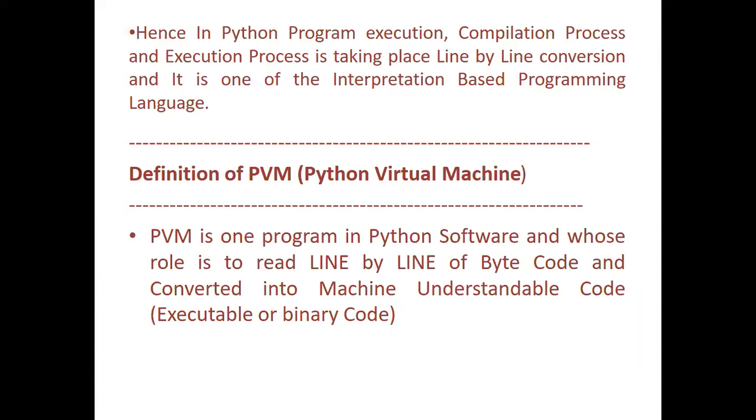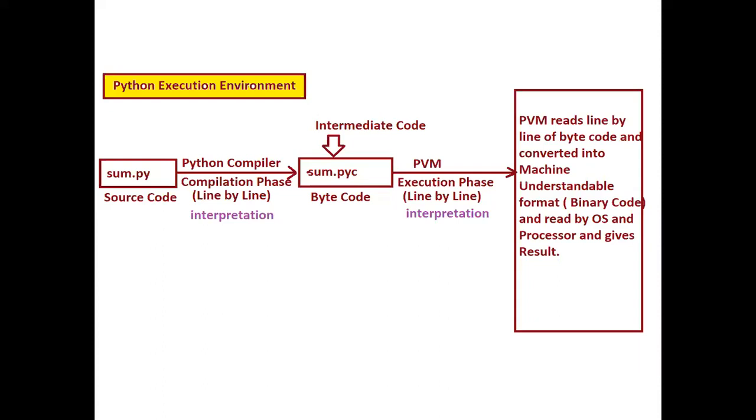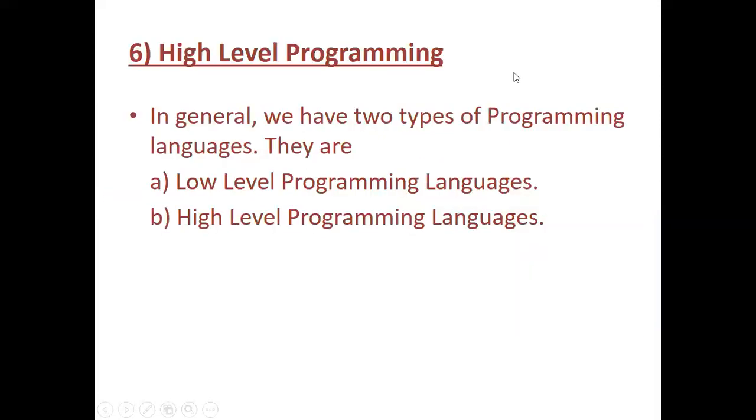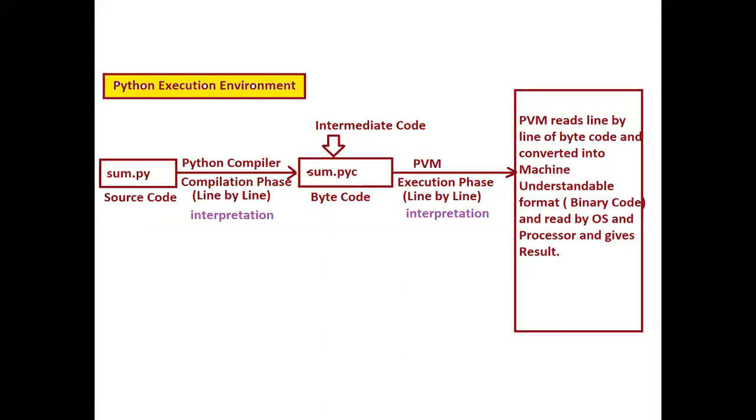Let me show you. See, this is a Python execution environment. I am saving one file with the extension .py. Now, the Python compilation process will take place. It will convert it line by line, and it converted it into the bytecode. This is an internal process. It internally saves it with the extension .pyc. It converts it into the bytecode.